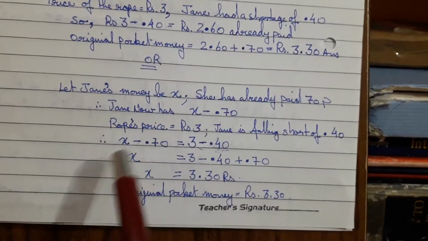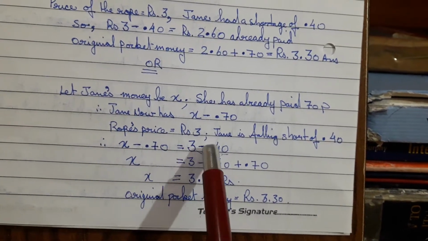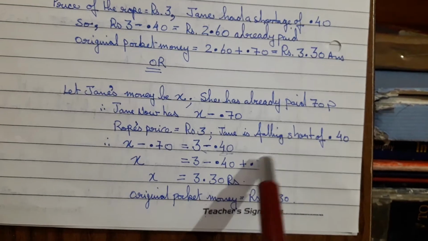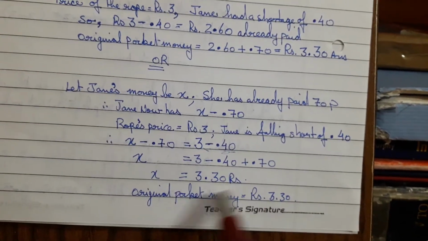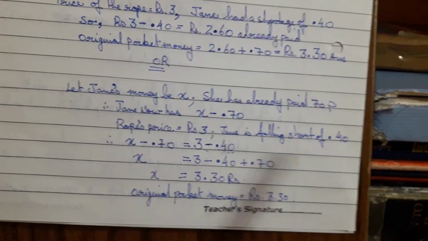So after paying this, x minus 0.70 is equal to 3 minus 0.40. This will go here plus 0.70, so you will do some subtraction over here. So x is 3.30. So the original pocket money that was with her is 3.30.